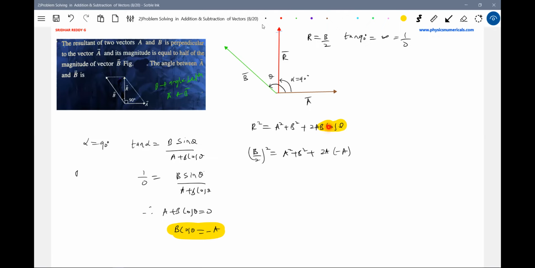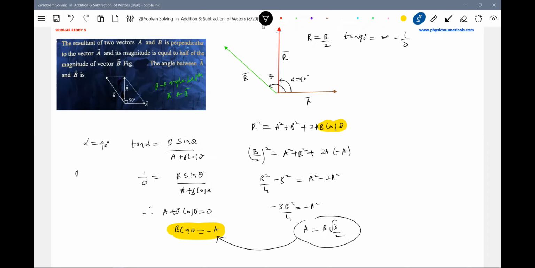I think it's everything clear now. So b square by 4 minus b square equals a square minus 2a square. So this will become 3b square by 4 equals minus a square. The angle between a bar and b bar is needed. So what is b equal to, what is a equal to? A equals b root 3 by 2. So I have this equation.